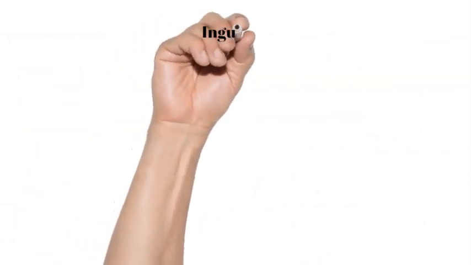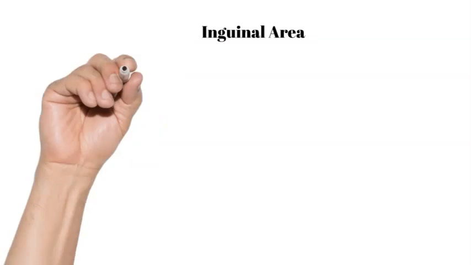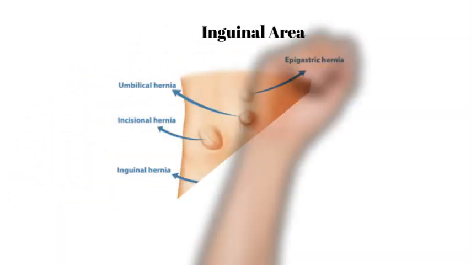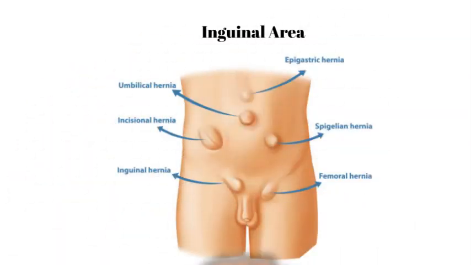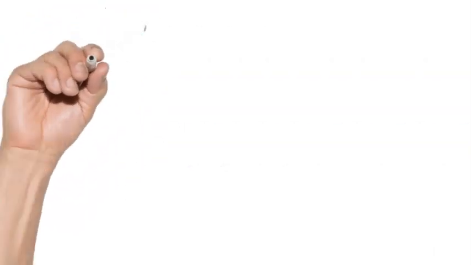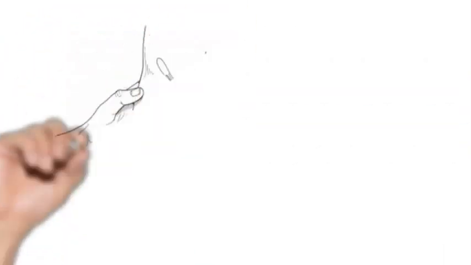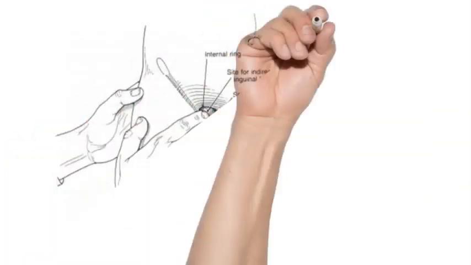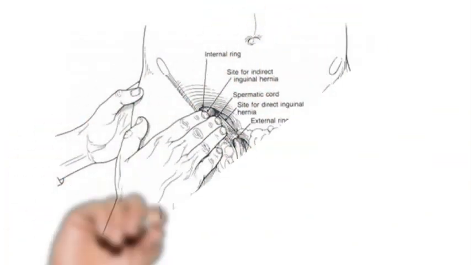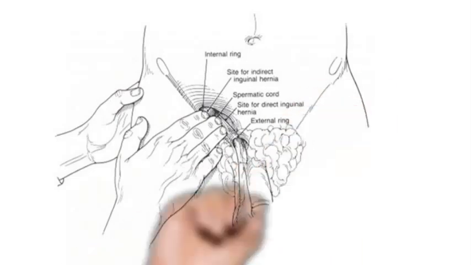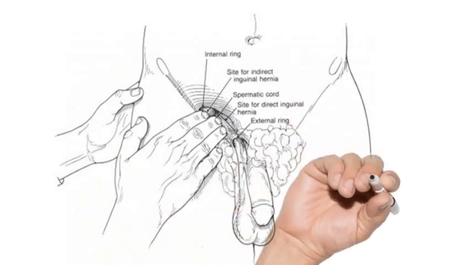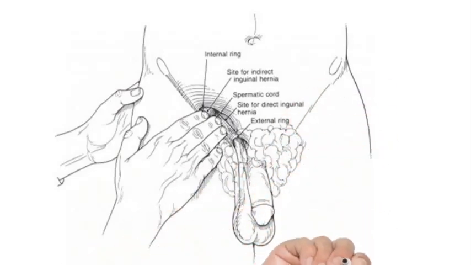Assessment of the inguinal area. During the objective assessment of the inguinal area, it should be examined for any abnormalities, including inguinal hernia, a condition in which the intestine or other abdominal tissue protrudes through a weak spot in the abdominal muscles and into the inguinal area. Enlarged lymph nodes, swollen lymph nodes in the inguinal area may indicate an infection or cancer.